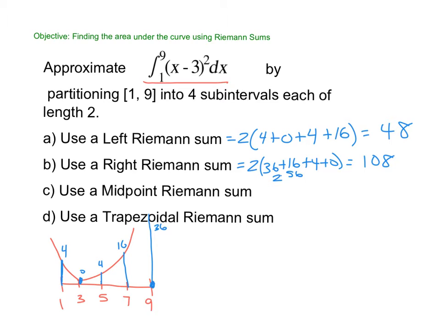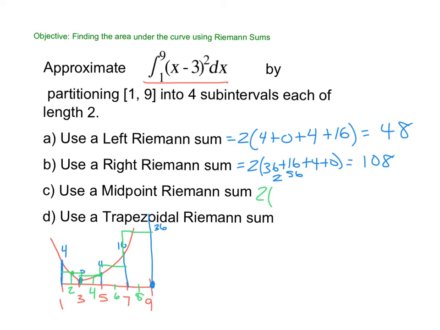And then midpoint, so now I'm plugging in, so it's still 2, right? But instead of plugging in 1, 3, 5, 7, and 9, I'm going to plug in 2, 4, 6, and 8, because we make these, it's a little under, a little over. Right? So this is my midpoint.